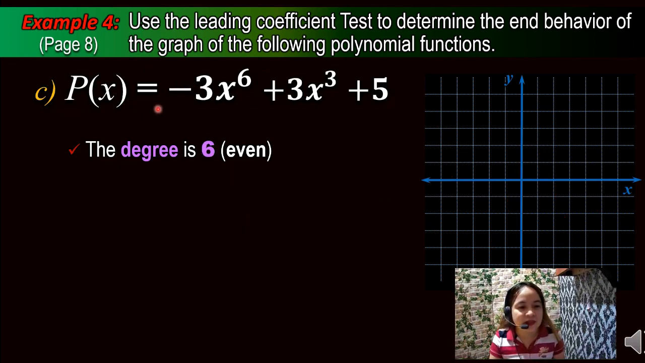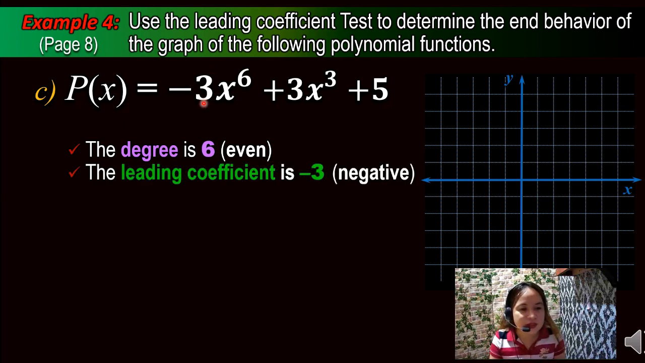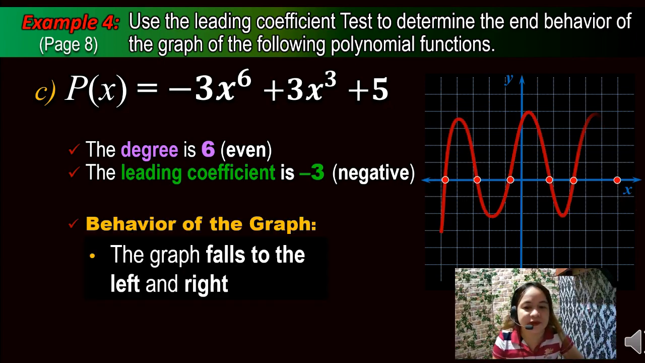P of x equals negative 3x raised to 6 plus 3x cubed plus 5. Again, what is the degree? The degree is 6 and it is an even number. Tapos, ano ang leading coefficient? Okay, correct. The leading coefficient ay negative 3. So, anong itsura niya? Even negative. So, anong magiging itsura ng graph? Falls to the left and falls to the right.